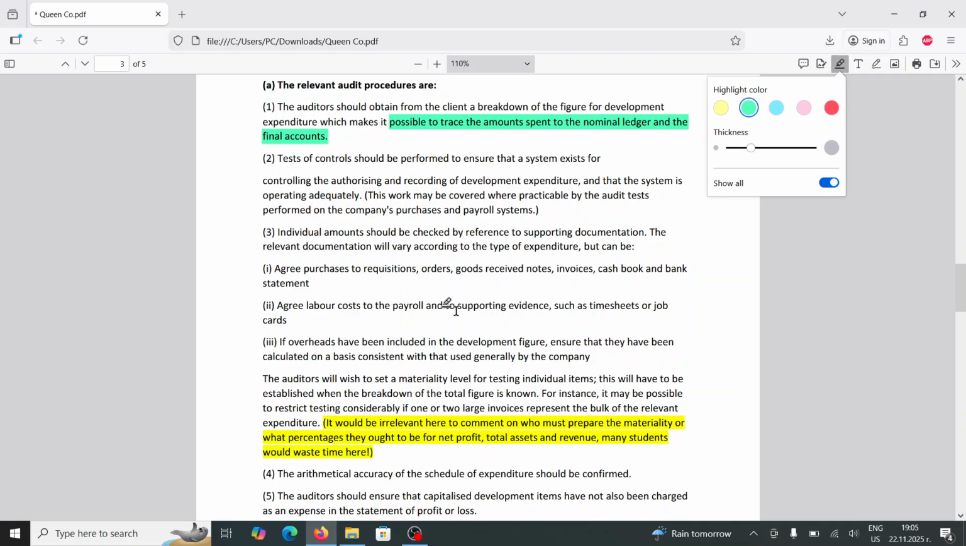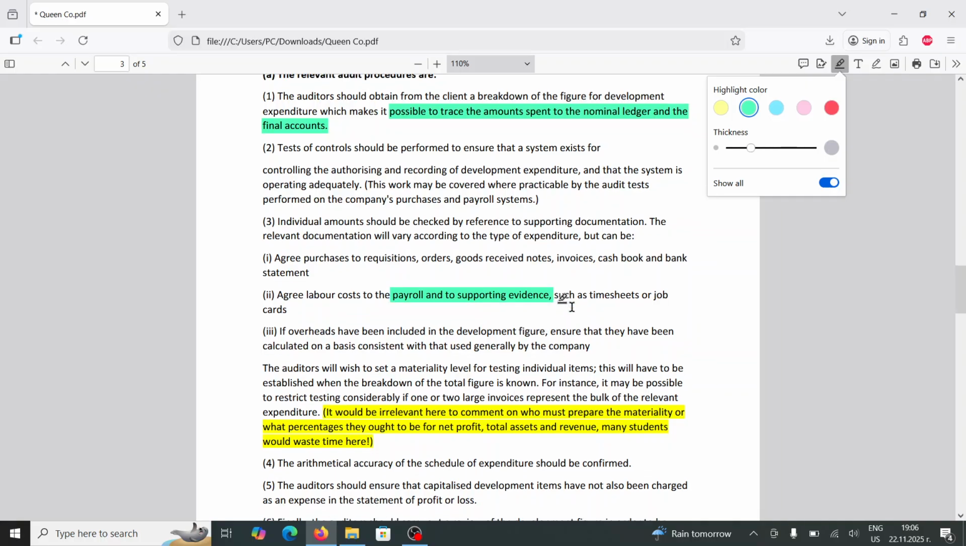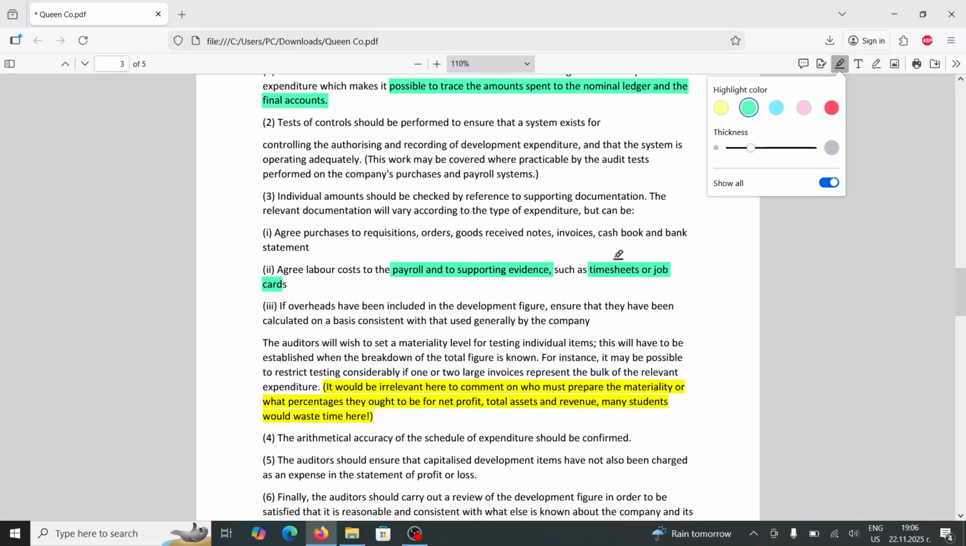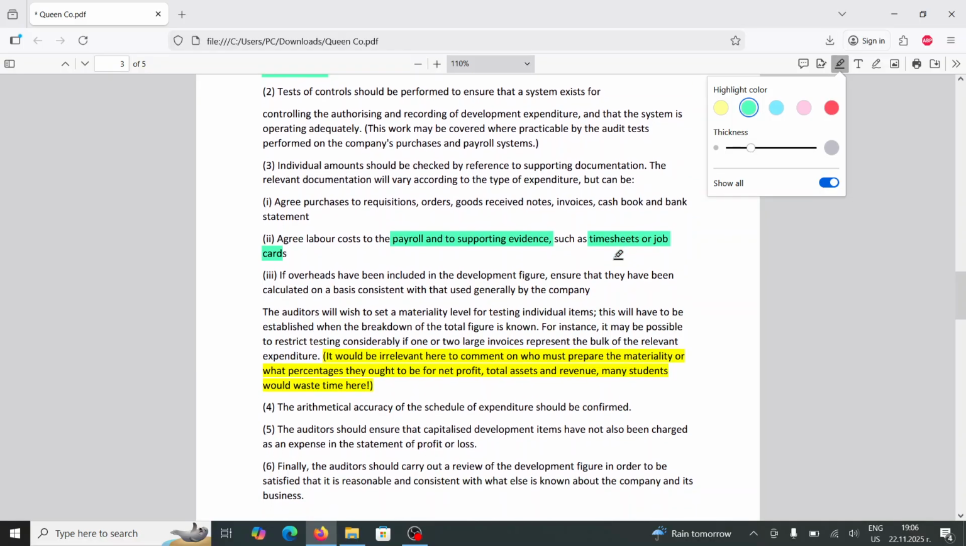Agree the labor cost to the payroll, because when it comes to development, there are people working on the development, therefore they are on a payroll, and their payroll should be supporting evidence regarding the development. So labor costs regarding the development should be agreed, for example, with job cards, timesheets, salary that was paid, for example, in the bank statement.